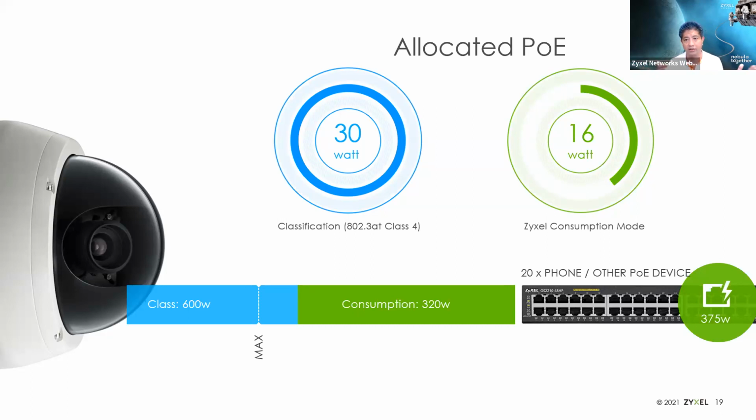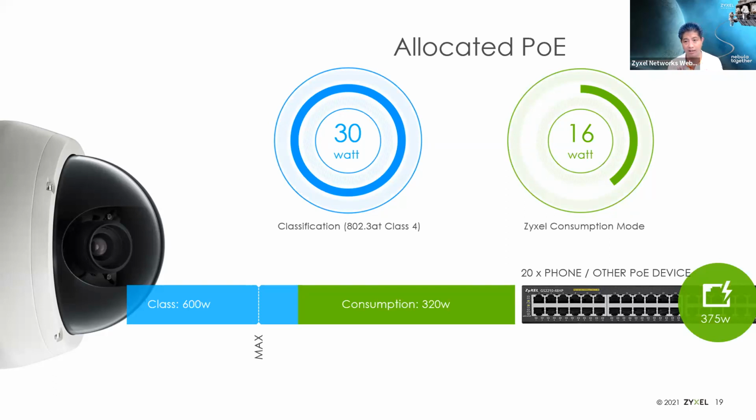Now, with a Zyxel switch in consumption mode, since the camera only draws 16 watts, you only need 320 watts to be able to power up those same 20 cameras in this particular example. So again, you have access to not only enough power, you're also saving wattage on the power supplies themselves that you have to get for your switch, and also being able to power up more of these devices in that same capacity.